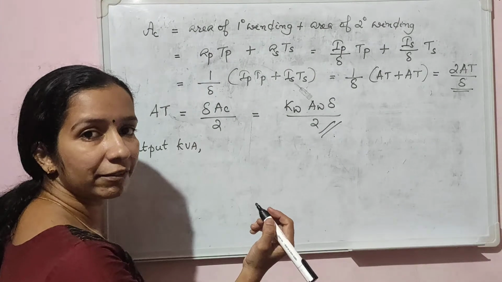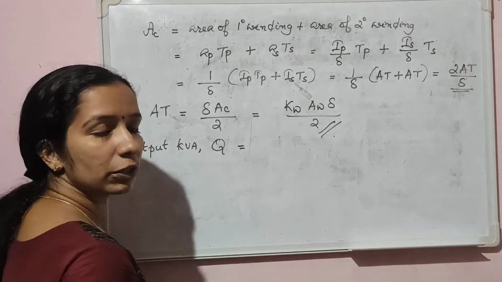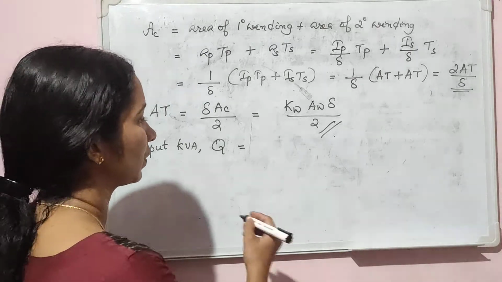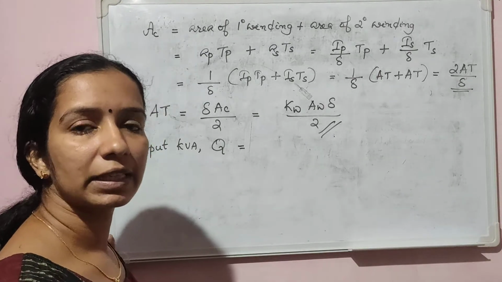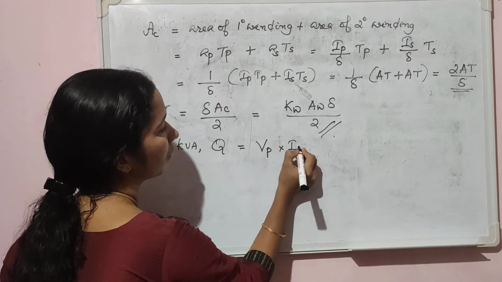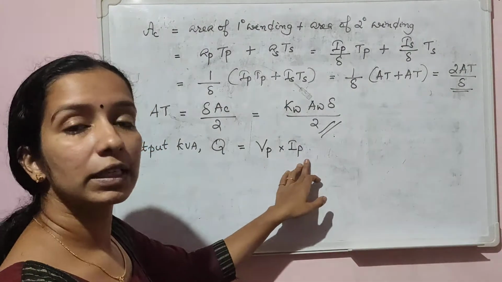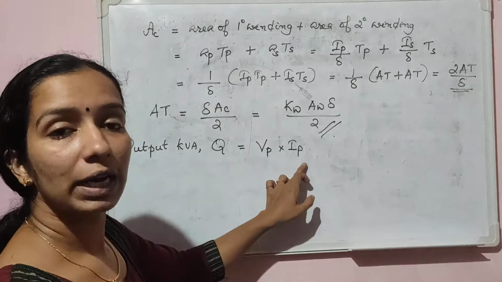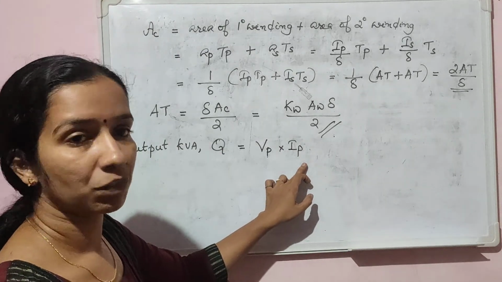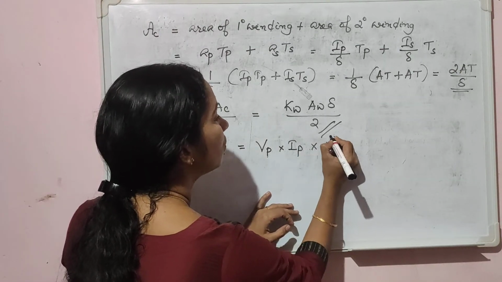So the output kVA of a transformer is generally denoted as Q. It is the output kVA, Q. So we know that kVA is equal to V into I, voltage into current, which is same for primary and secondary in case of a transformer. So let us write it as Vp into Ip. We generally denote the voltage in terms of volt and current in terms of amperes. So Vp into Ip will give the power, output power in volt ampere, VA. So in order to convert it into kVA, we have to multiply this by 10 raised to minus 3.